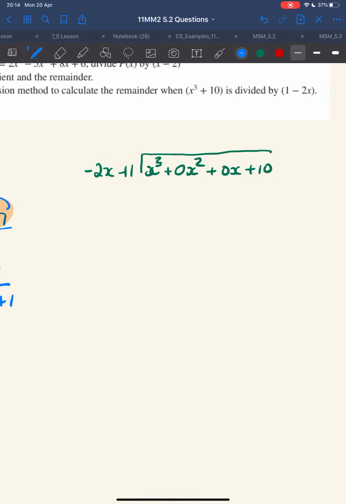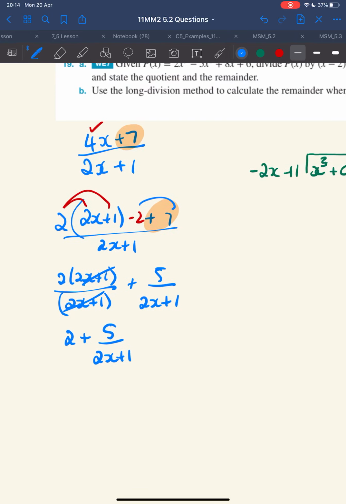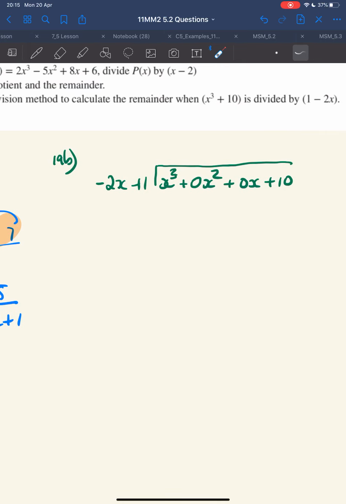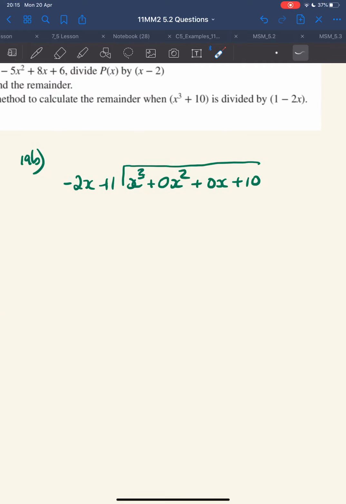For this long division, for 19b, what you need to remember is to keep space for x squared and for x, because there's no x squared and x there. And I also rewrote 1 minus 2x as minus 2x plus 1, so I just swapped it around. Now I'm going to do my division.